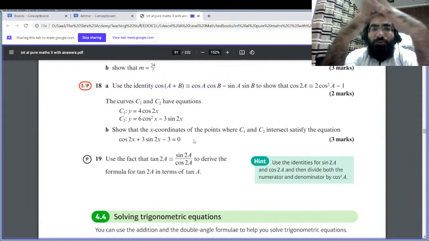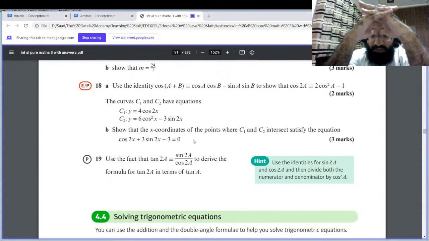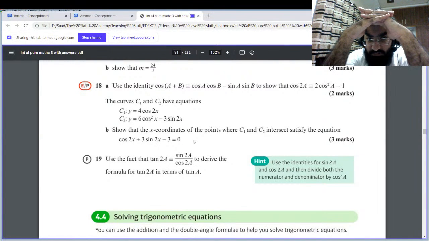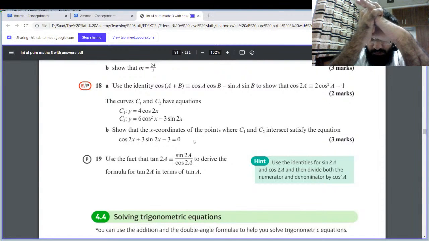So where the two curves intersect, or two lines, or a curve and a line intersect each other, it means 4 cos 2x is equal to 6 cos squared x minus 3 sin 2x. Yeah, so then after solving that, would I get this answer? Yes, you should. Could you try? Okay.